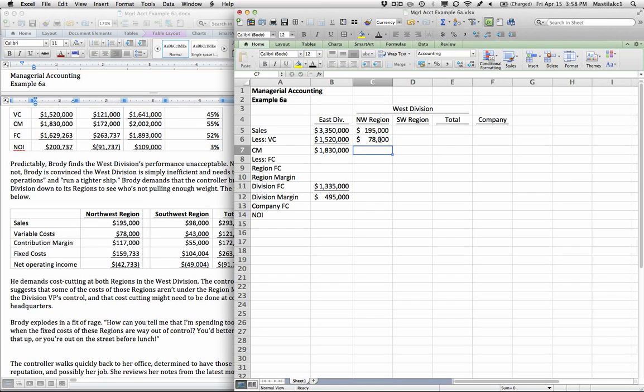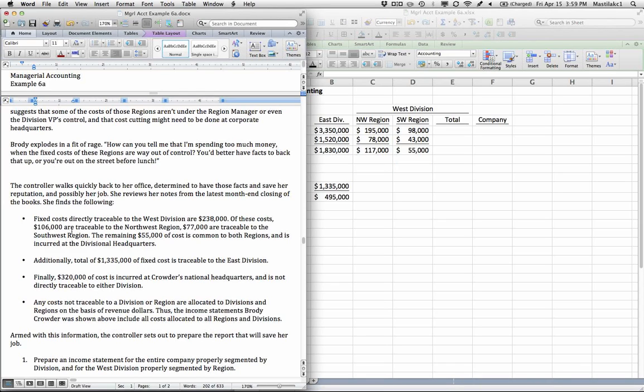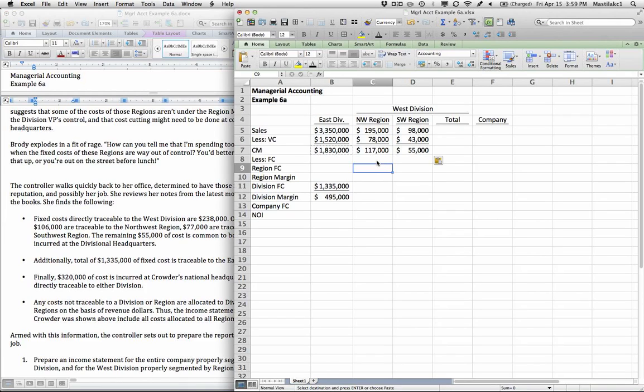$195,000 of sales and $78,000 of variable costs for Northwest, and for Southwest, $98,000 and $43,000. So we can see the contribution margin of these two divisions. And now the fixed cost, if we look at our data, we can see that fixed cost, $106,000 is Northwest, $77,000 is Southwest. And we can do regional margins.